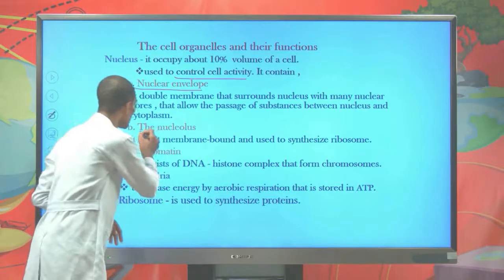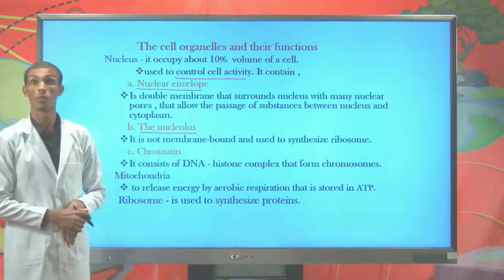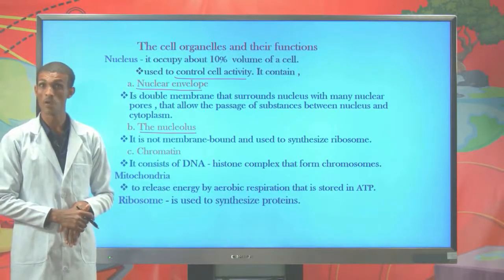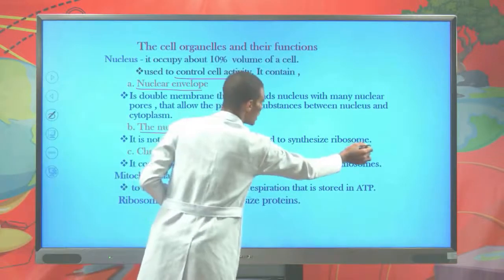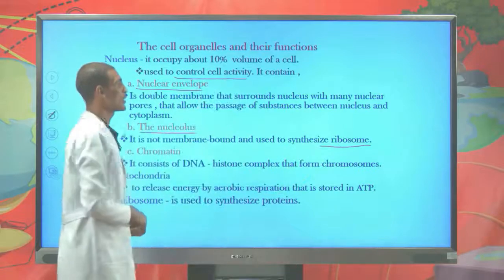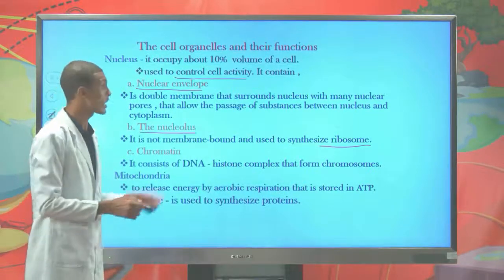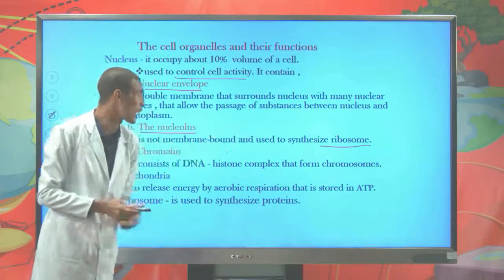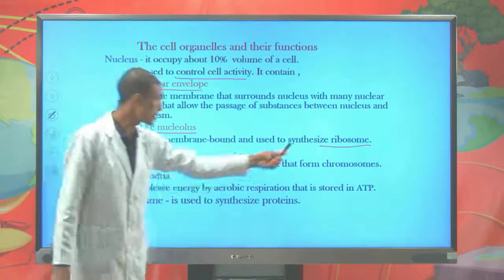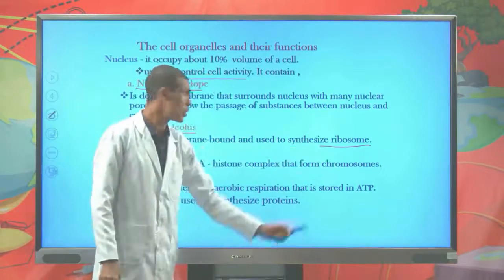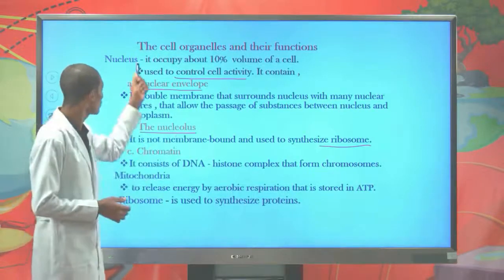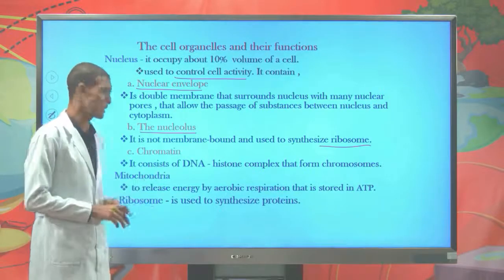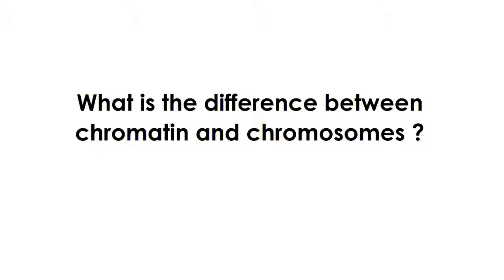The next part is the nucleolus, which is non-membranous, with no membrane boundary, and is important in generating information about protein synthesis, which is about RNA to the ribosome. The ribosome is an organelle where protein synthesis takes place, started from the nucleus. The other section of the nucleus is chromatin. Students, do you know what the difference is between chromatin and chromosome?